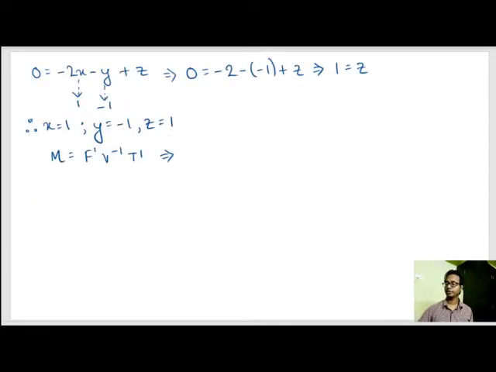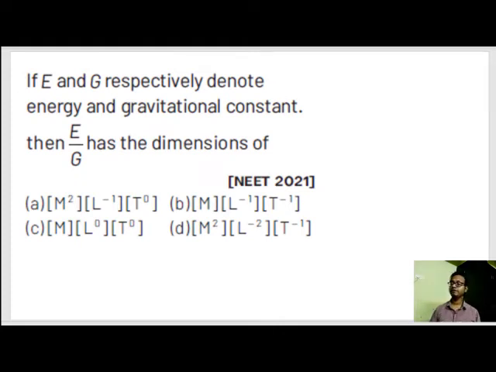Okay, so let's solve another question. Our mass is equal to, the answer is given in this form only. You don't need to simplify it further. Let's read the next question. If E and G denote energy and gravitational constant, then E by G has a dimension of.